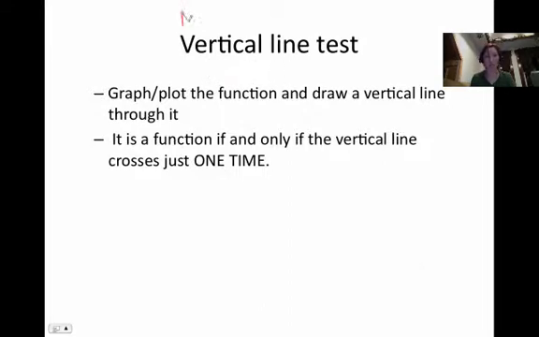So this is one method, I'll just call it method 1, of determining if a relationship is a function. What we call it is the vertical line test. And what you're going to do, if you need to pause me, go ahead and pause me, is graph or plot the relationship that they give you, and then draw a vertical line through it. If it is a function, then it's only going to pass one time.